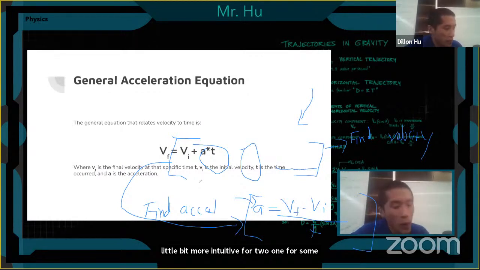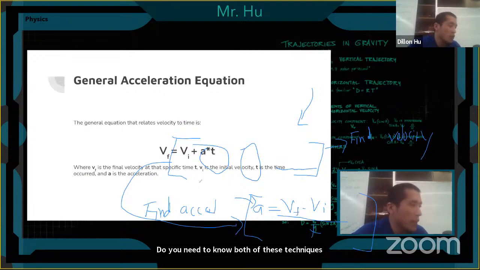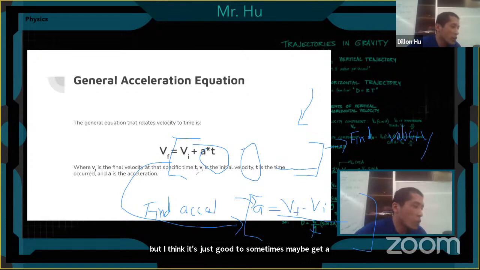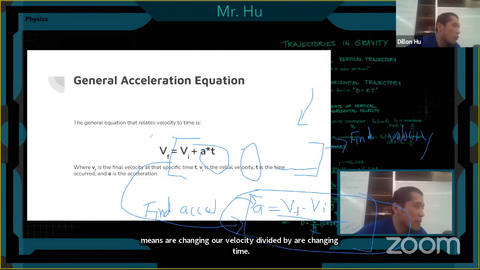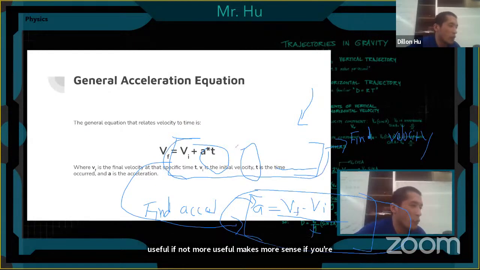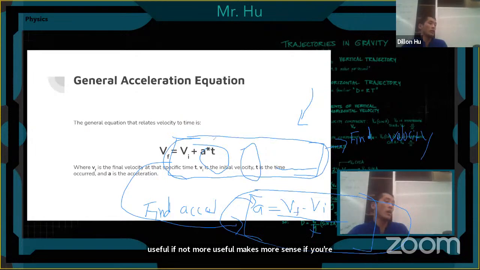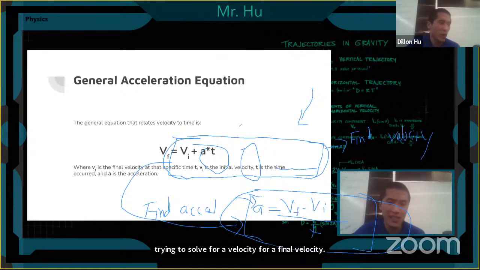Do you need to know both of these? Technically, no, because as long as you know one, you will know the other. But I think it's good to get a more well-rounded approach. This equation is easier to understand in terms of acceleration. What does acceleration mean? It just means our change in velocity divided by our change in time. The other equation makes more sense if you're trying to solve for a final velocity. But they are the exact same equation. You don't need to memorize it twice.